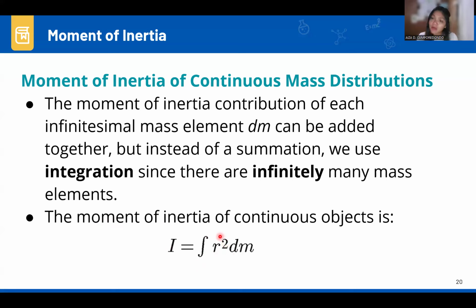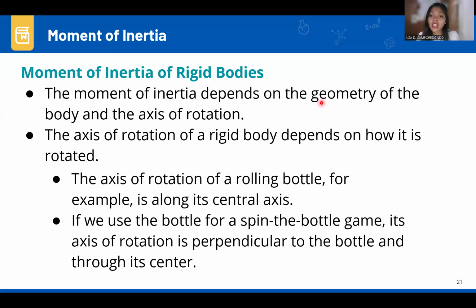This formula can be derived into many more formulas depending on the geometry of the body and the axis of rotation. I'm going to show you that later. The axis of rotation of the rigid body depends on how it is rotated. I haven't attached a picture on the PPT, so I will just show you on the screen instead.